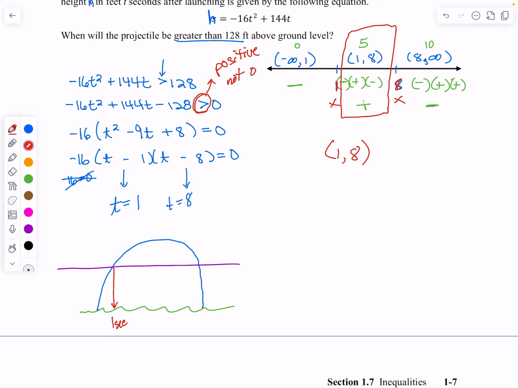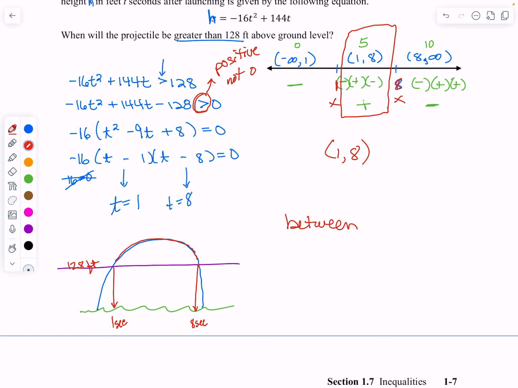So in 1 second, it gets up to 128 feet. And then it keeps flying. And then when it gets to 8 seconds, it's back down at 128 feet. And then it hits the ground. So when is it above? When is it up here? It's going to be between 1 and 8 seconds.